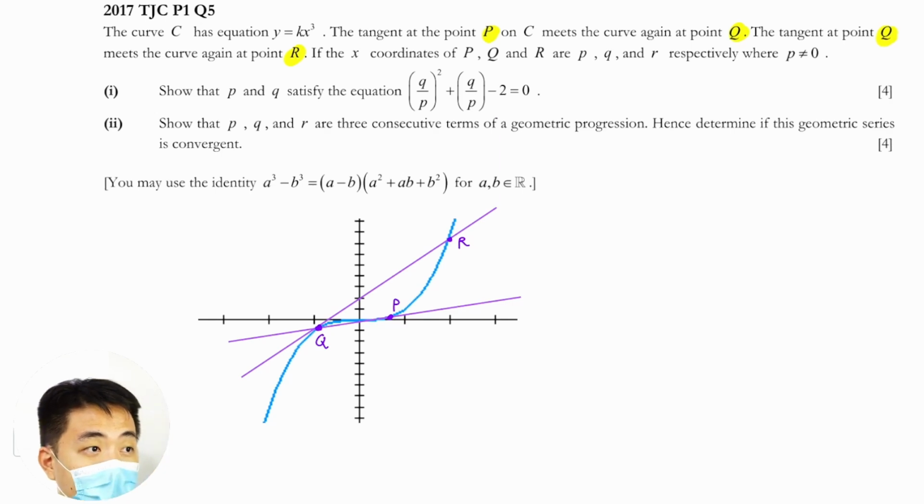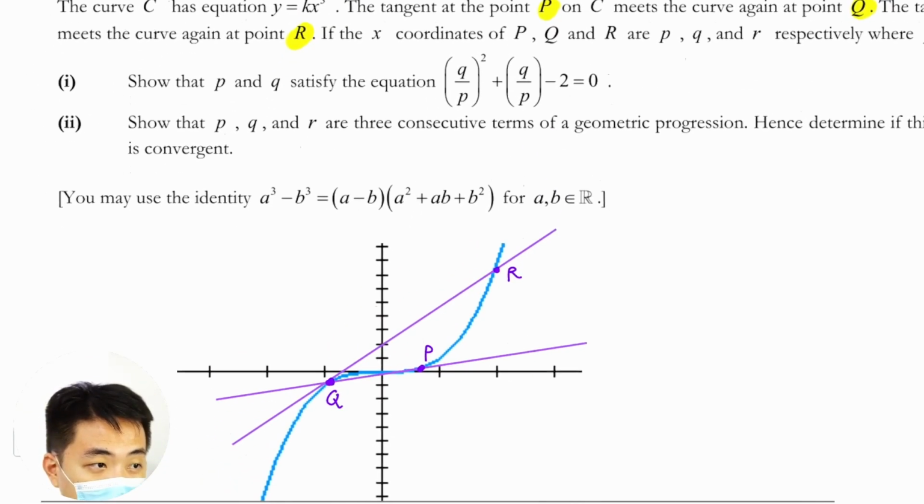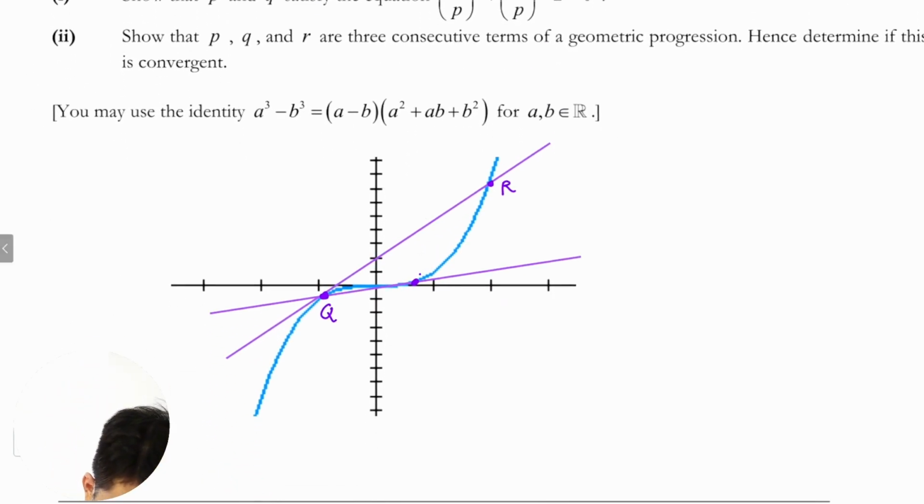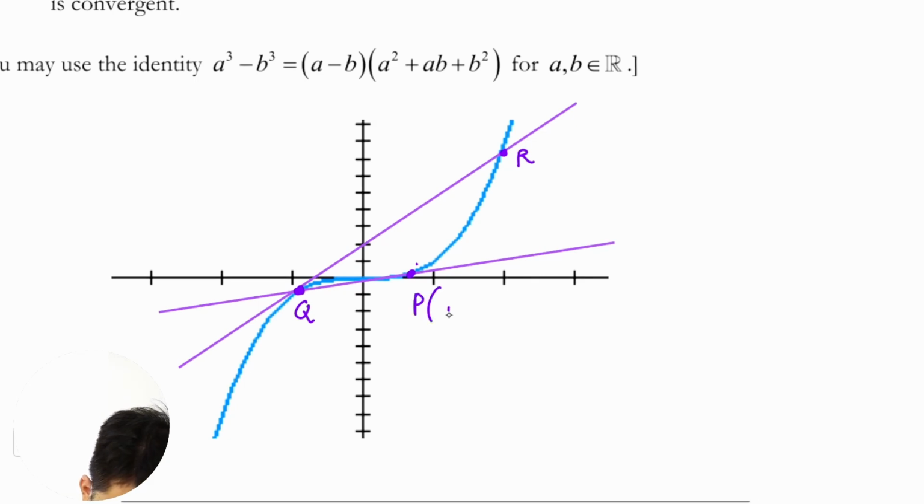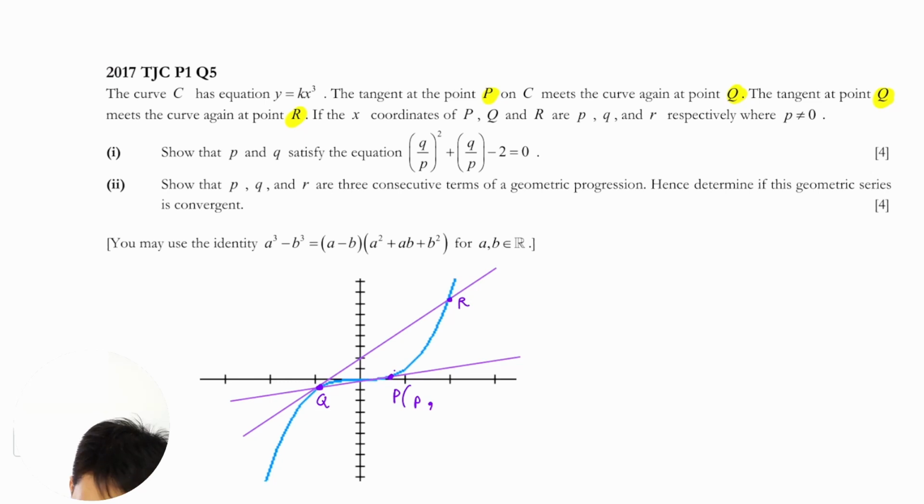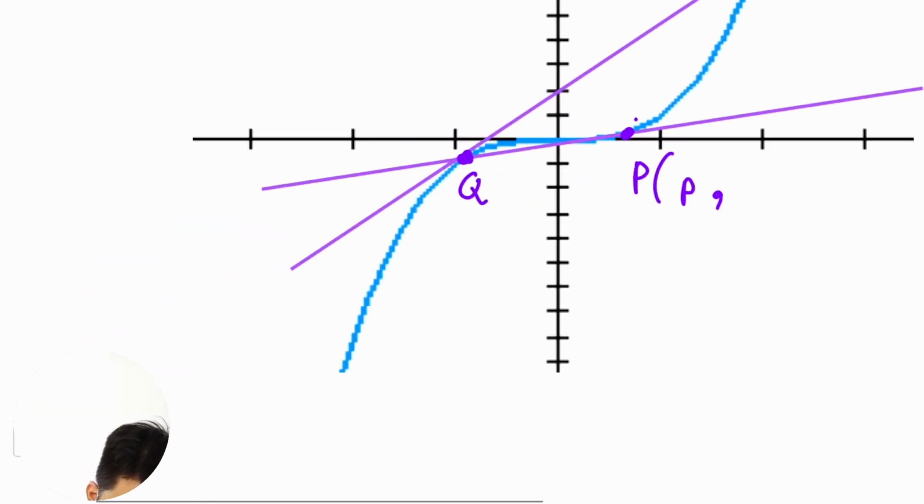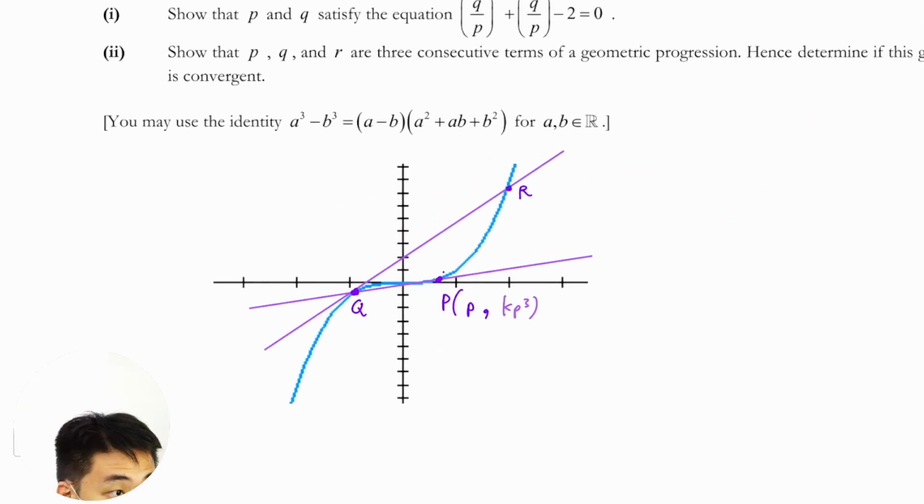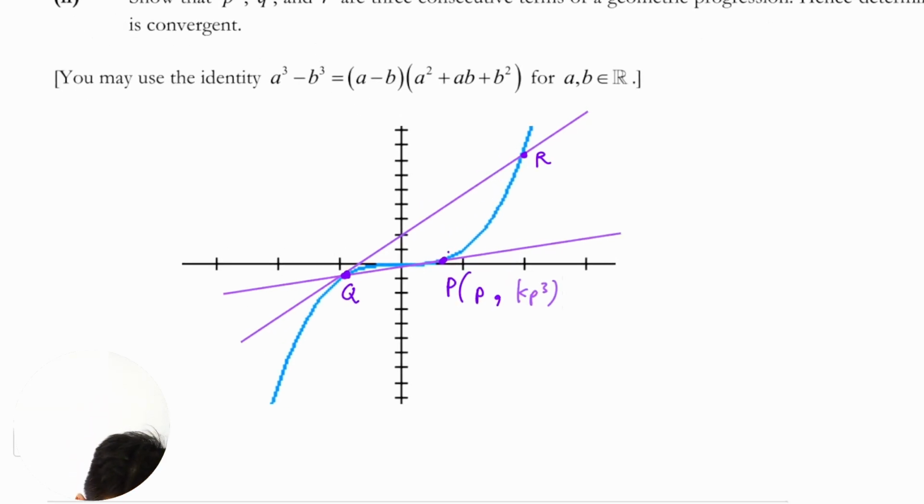Then you're given the x coordinates of P, Q and R are p, q and r directly. So in this case, this is p, comma. Of course, you want to reduce the amount of unknowns you have, right? This curve here is y equals kx cubed. So if x equals p, the y value here, the coordinate here, is kp cubed. Okay? So this is the first thing. So P is (p, kp cubed). Then you just do the same for the rest.